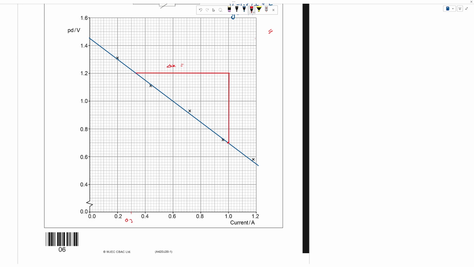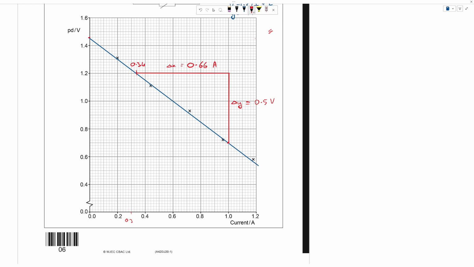So you only need to read it to the nearest whole division. You don't have to start thinking about how far between two minor divisions it is. There's just no requirement to do that. So that's 0.34, this is 1, so the change is therefore 0.66 amps. And delta y, we've got 1.2 and 0.7. So a change of 0.5 volts.